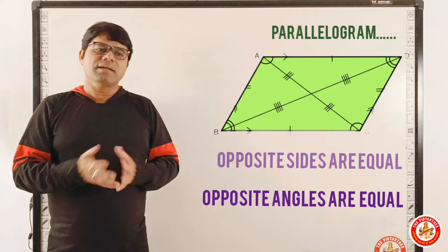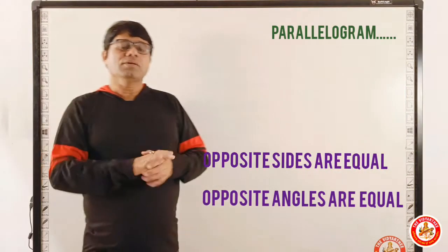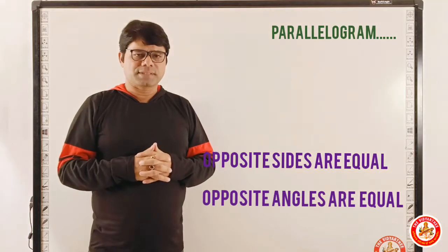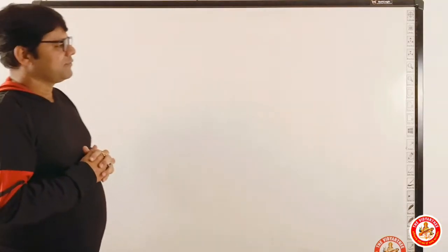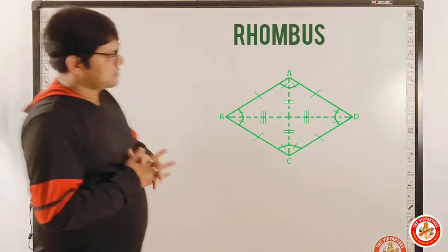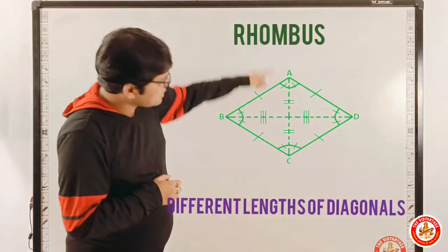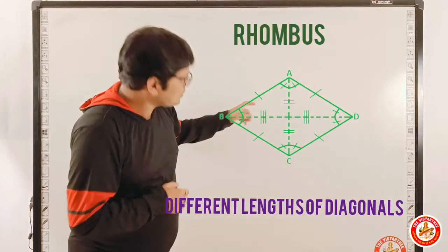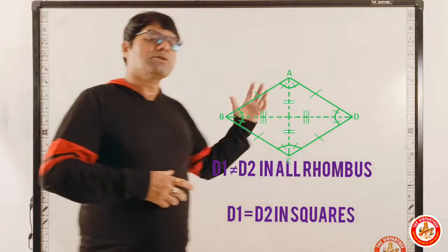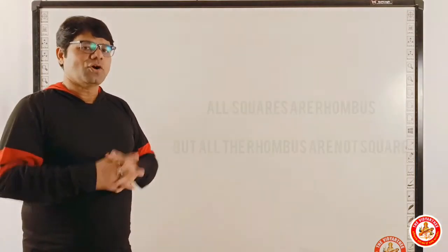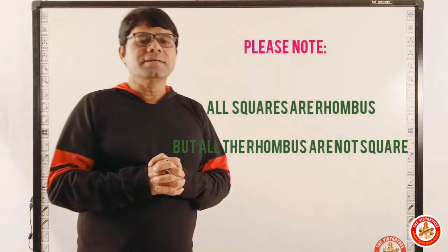Now coming to another parallelogram which has all the sides equal, opposite sides parallel to each other, but still it is not a square. So this special figure is called rhombus. Rhombus has different lengths of their diagonals. This is called diagonal 1, this is diagonal 2, and diagonal 1 and 2 are not equal. If they are equal, then that rhombus is called a square. So all the squares are rhombus, but all the rhombus are not square.